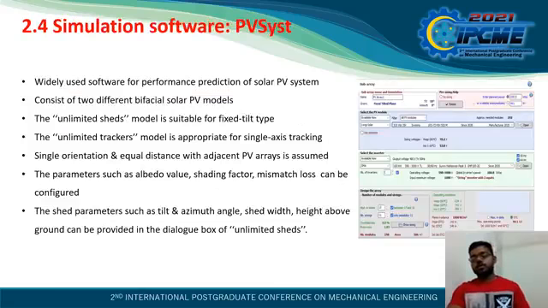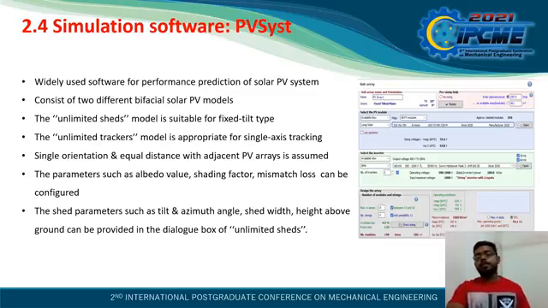Coming to the software used, PVSyst is one of the software used industrially as well as by researchers for PV simulation. In this software I have utilized the model for bifacial PV, which is called the ultimated shuts. Within this model, there are a few assumptions, like a single orientation of the bifacial PV array is considered and equal row distance is considered. So there are some assumptions involved.